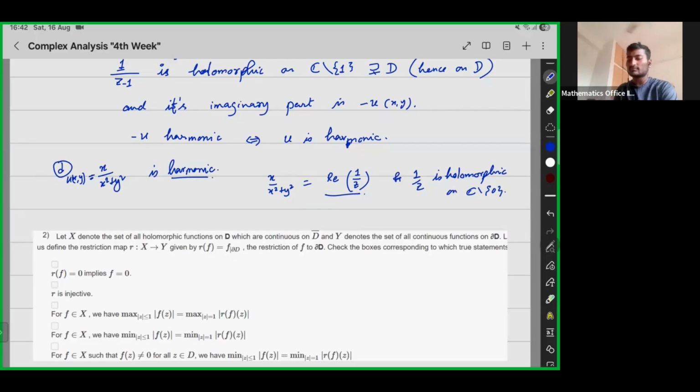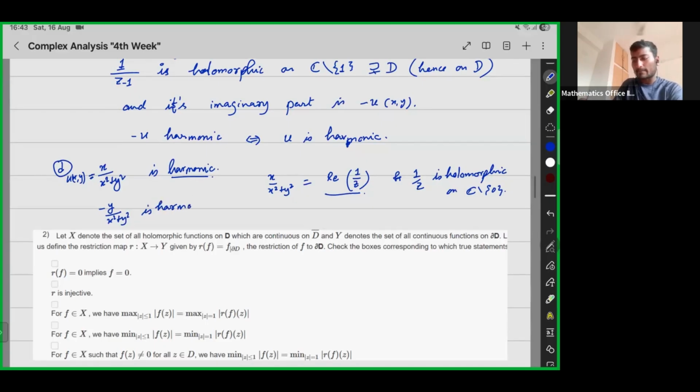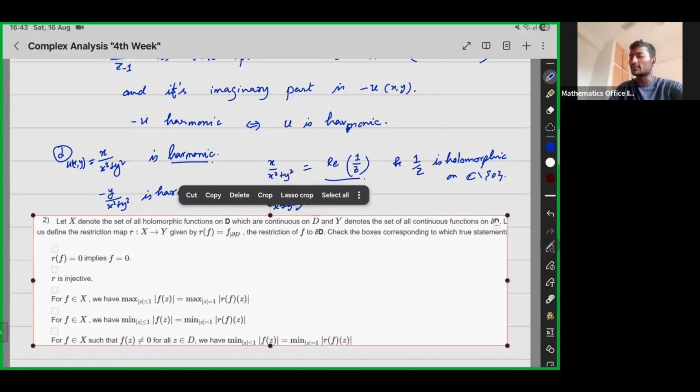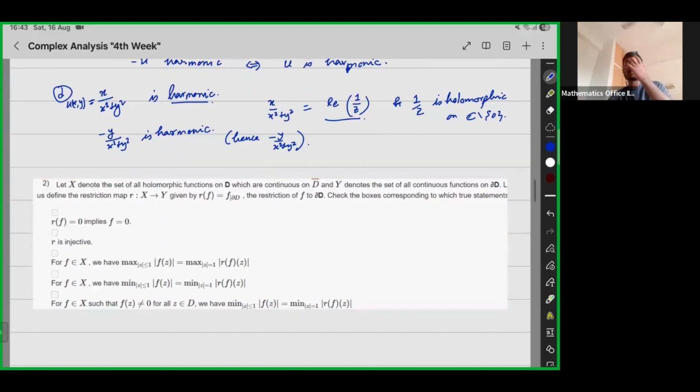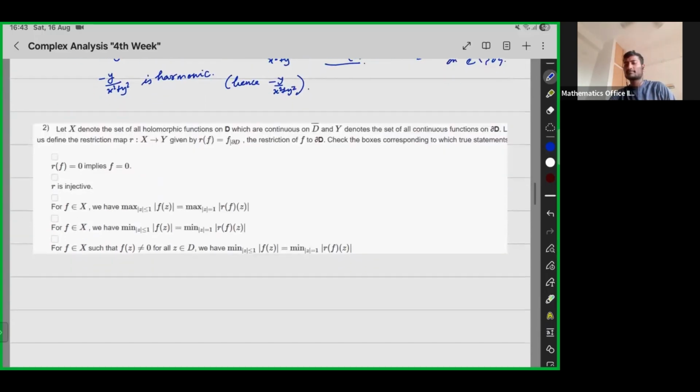And similarly, actually here it is minus y upon x square plus y square, which is harmonic because it is the imaginary part of 1 by z. Hence minus y upon x square plus y square is harmonic, and the sum of harmonic functions is harmonic. I'm not going to write that, leaving it now. I hope you understand it. Can we go to the next question?